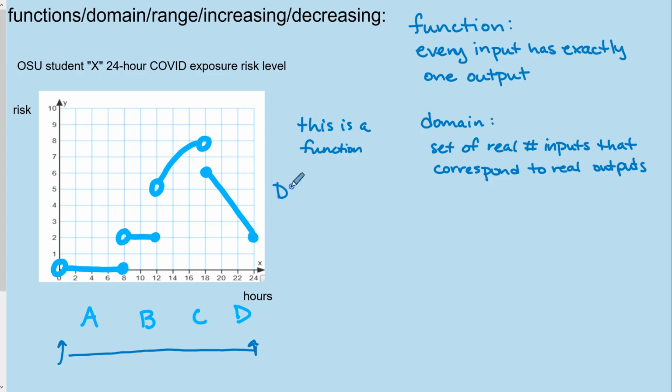So the domain would be, using interval notation, the open interval from 0 to 24 closed on the 24. And if you're using set notation, you could say 0 is less than x is less than or equal to 24. Now let's find the range. The range would be the set of real number outputs.